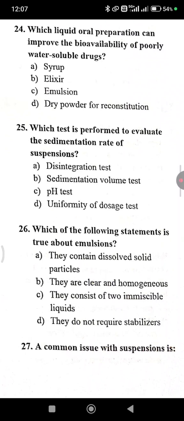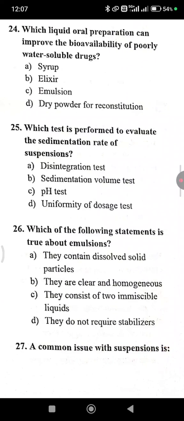Which test is performed to evaluate the sedimentation rate of suspension? Disintegration test, sedimentation volume test, pH test, uniformity of process test. That is option B, sedimentation volume test.